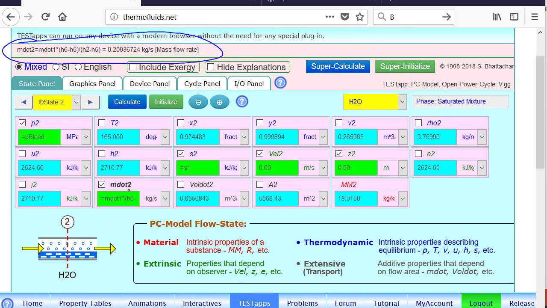So when I point the mouse over m dot 2, you can see what I entered there. And that's the equation we just derived in the PowerPoint slide. Of course, when you calculate state 2, you'll find it's not evaluated because we don't know at this point what H5 or H6 is. Of course, I finished the calculation, that's why this is in green, otherwise it would be in a white background.